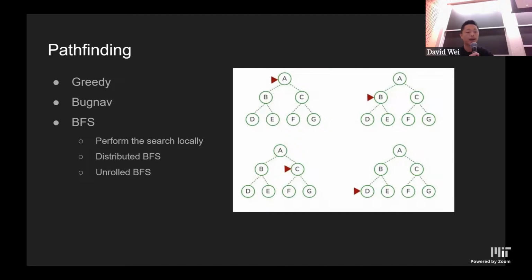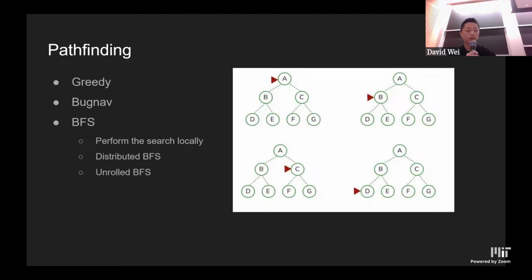And then there's bug nav, which we also covered in a previous lecture, which is, if you ever hit a wall, you just follow the wall. And every time you get unstuck, you can keep moving. And then there's BFS, which is breadth first search. I think we already talked about BFS a little, about unrolled BFS.